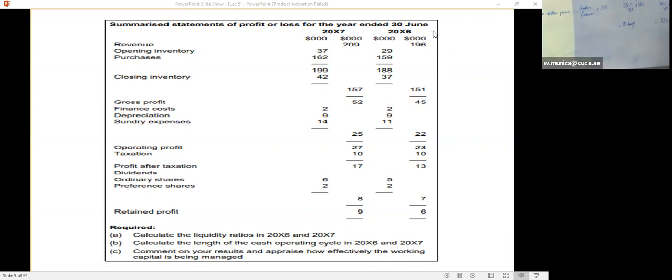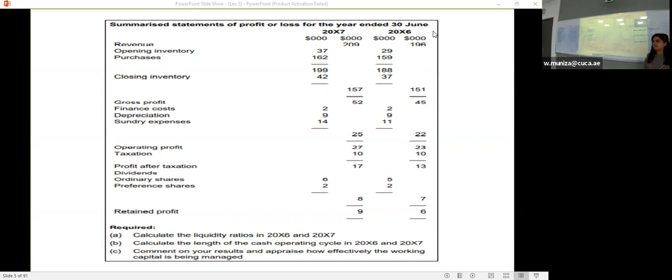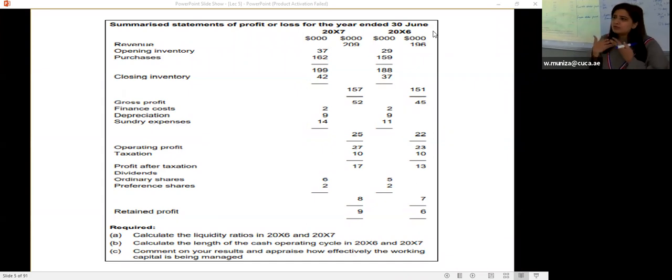Okay, now as you can see, the payable days are decreasing. What does that mean? That now the organization is taking lesser time to pay the amount of the payables due. But over here, you need to consider that whenever the organization is having more payable days, it works as free finance, free credit for the organization.